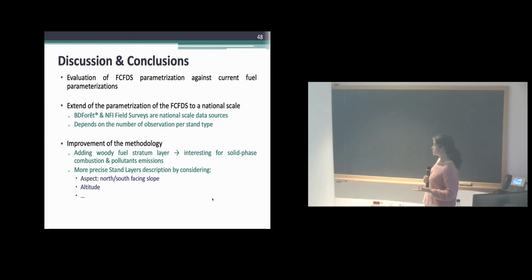Of course, the GIS reference database and the field surveys are at national scale, so we have these data sources. But still, there's work to do, because that depends on the number of sampling points that we have for each type. So maybe there's field work to complete this database.